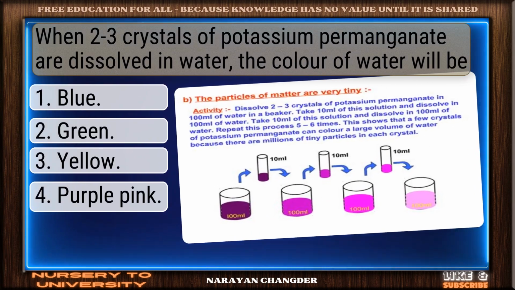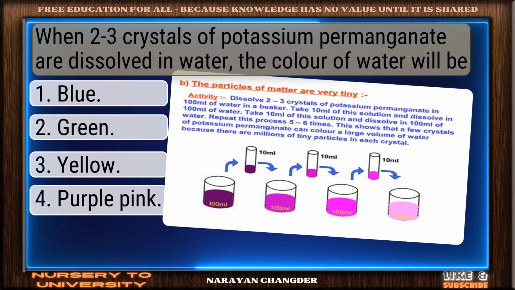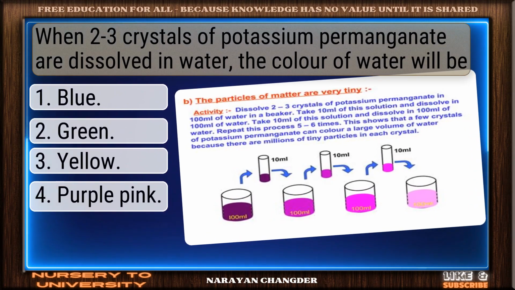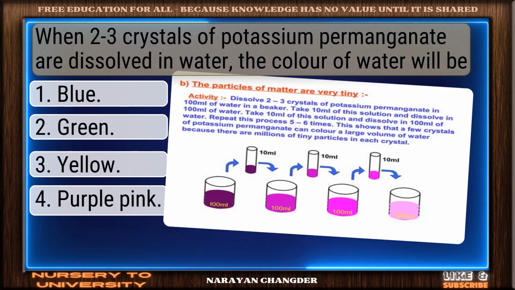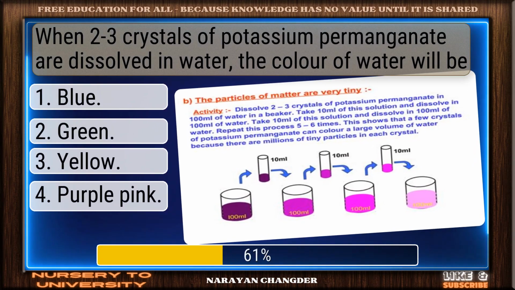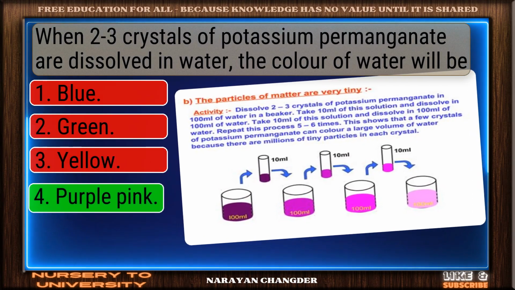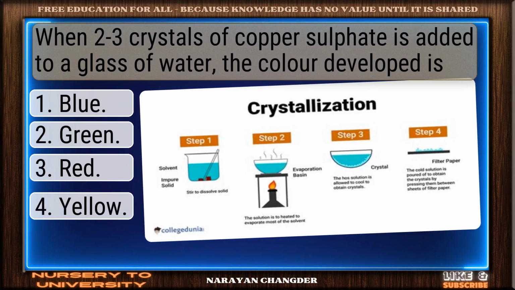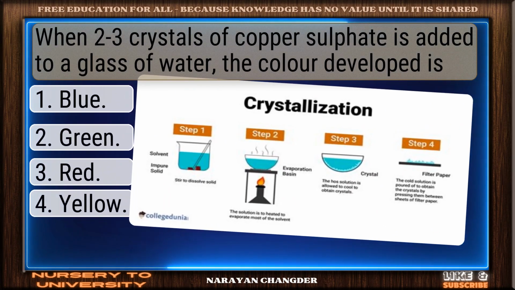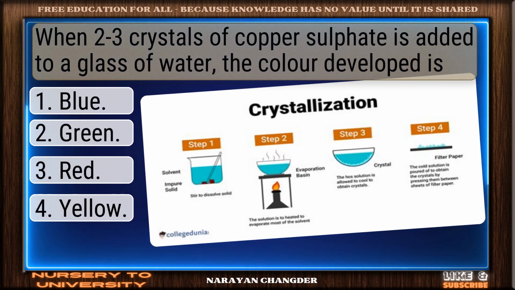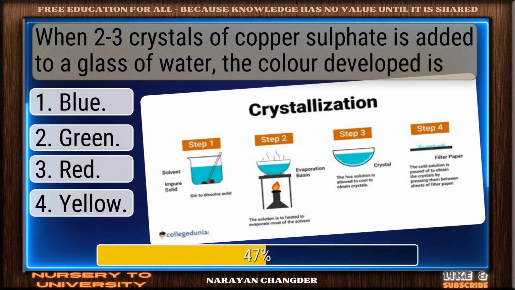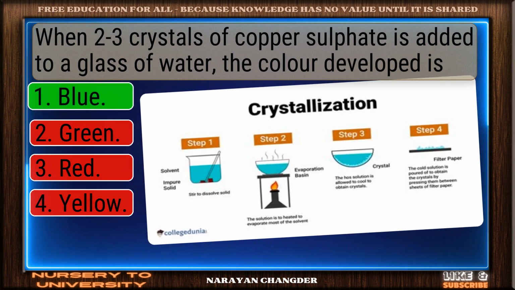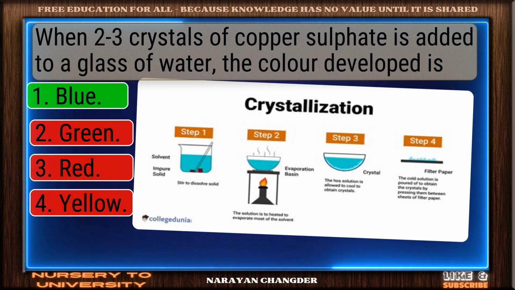Question number 13. When 2-3 crystals of potassium permanganate are dissolved in water, the color of water will be? Excellent. Purple-pink is a brilliant choice. Question number 14. When 2-3 crystals of copper sulfate are added to a glass of water, the color developed is? You chose blue, and it is correct.